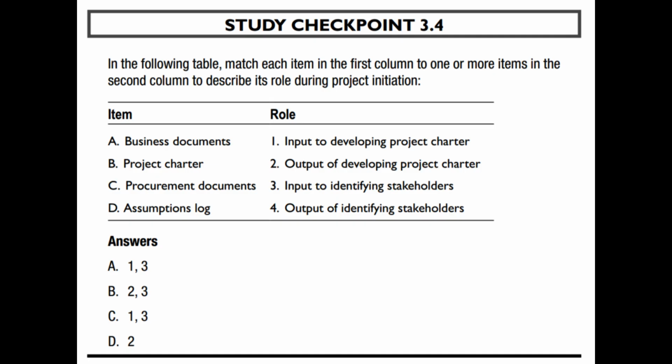Study checkpoint 3.4. In the following table, match each item in the first column to one or more items in the second column to describe its role during project initiation. Item, role. A. Business documents. 1. Input to developing project charter. B. Project charter. 2. Output of developing project charter. C. Procurement documents. 3. Input to identifying stakeholders. D. Assumptions log. 4. Output of identifying stakeholders.